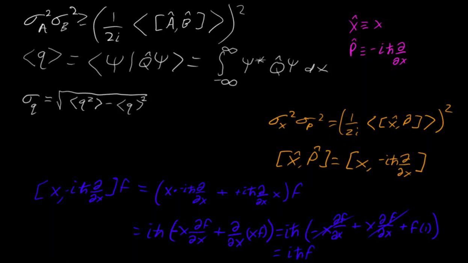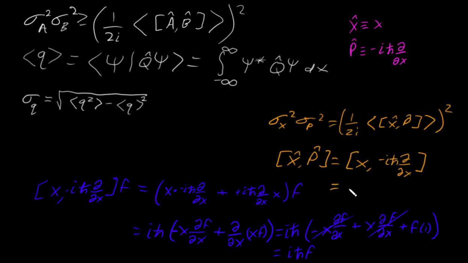So order does matter. If you multiply by x and then take the derivative versus take the derivative then multiply by x, they are not the same thing. And in fact, if we now get rid of the f, it's the test function, that's how we calculate the commutator. Now we remove this f, again, just to write it in a more compact notation.